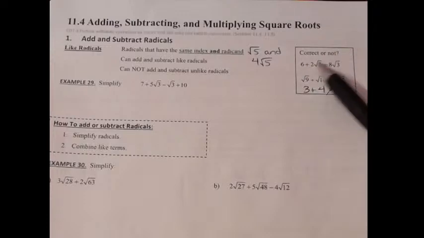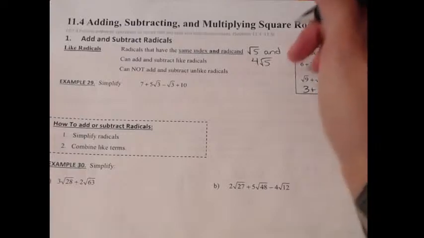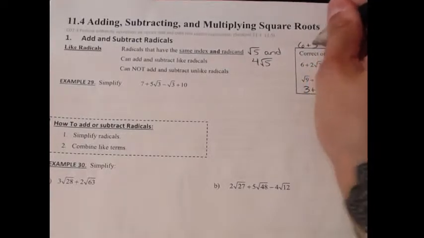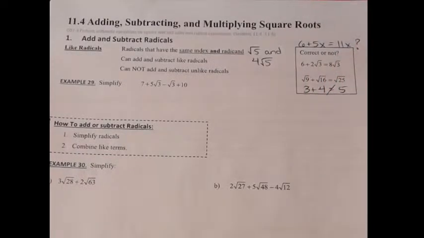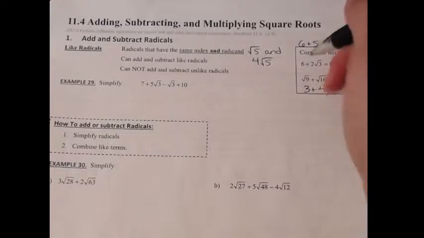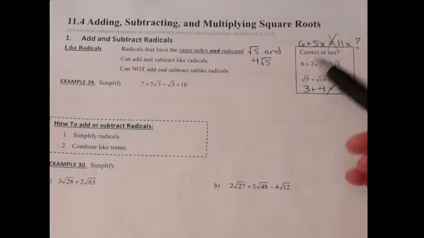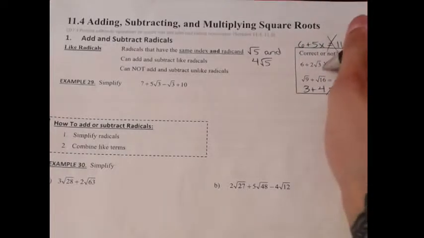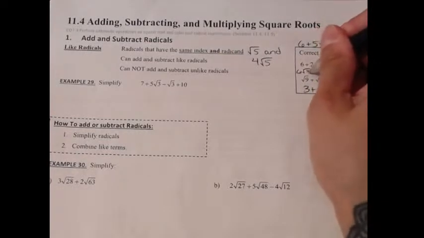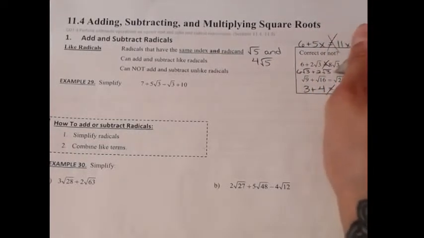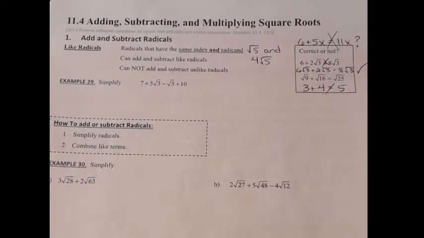The one above, we have 6 plus 2 square roots of 3. This is like saying, hey, is 6 plus 5x the same as 11x? And I hope you would all say, absolutely not. No way. So 6 plus 2 square roots of 3 will never give you 8 square roots of 3. This is not true. It would if you had 6 square roots of 3 plus 2 square roots of 3 is 8 square roots of 3. That one will work. Yes, because those are like radicals.